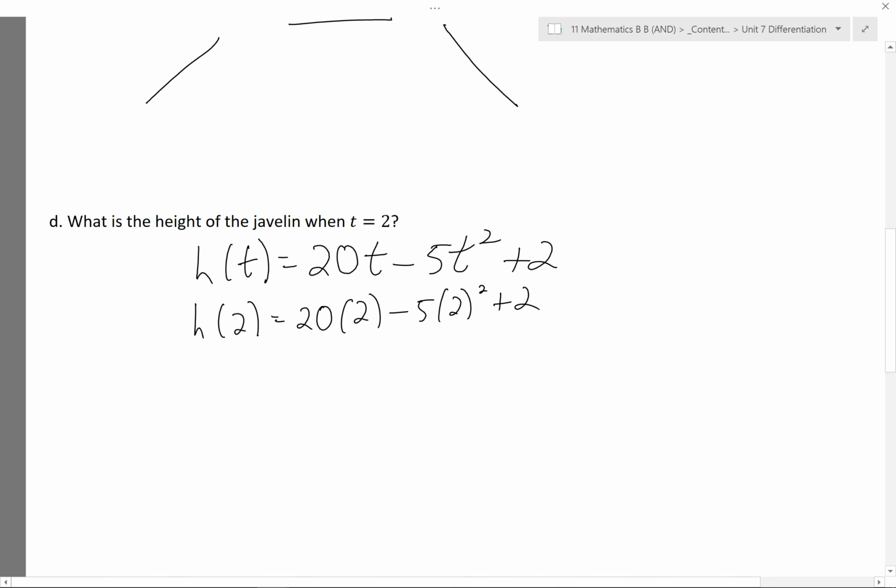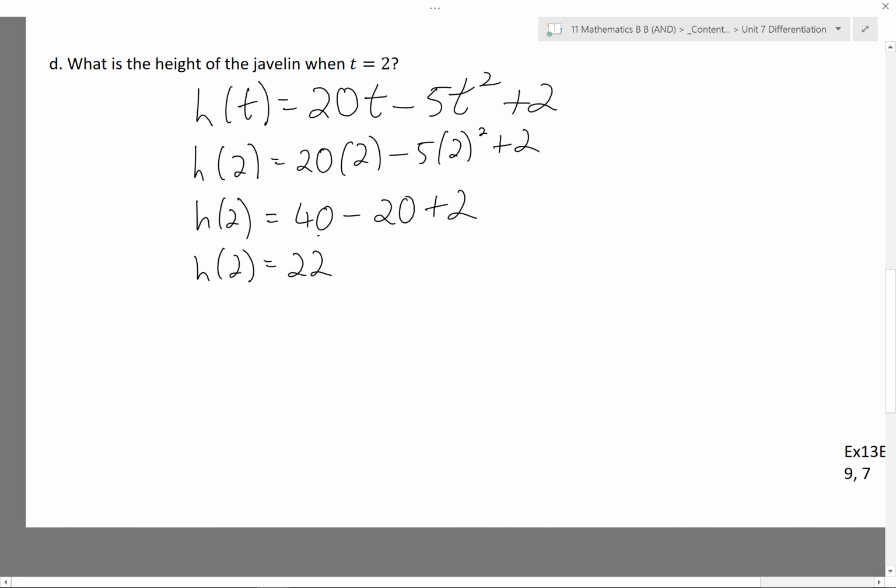Let's just calculate it. Try to do it without the calculator, like a big boy. The height will be 22 meters. Now we can write that down there.